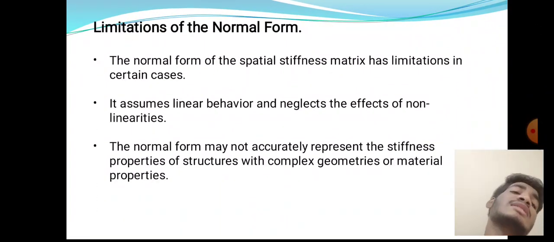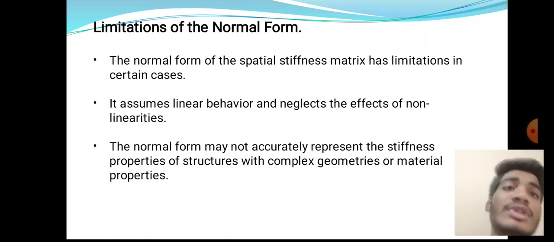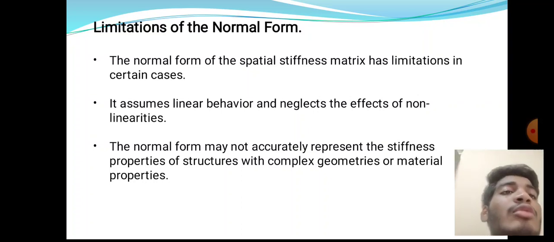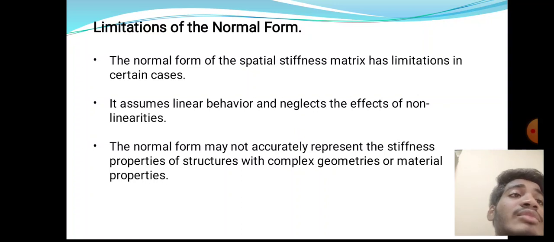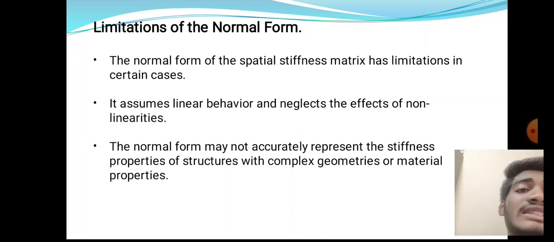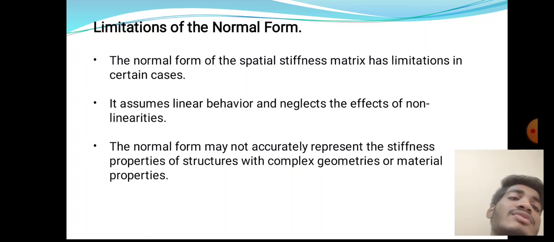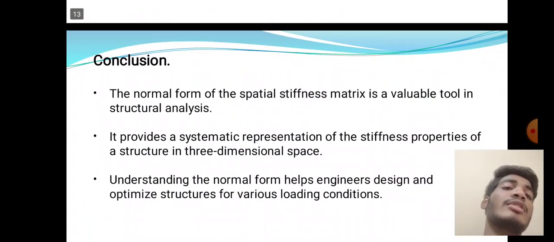This limitations part is not always required, because for some problems it may not apply. I will discuss whether it is required or not, or just read it. The normal form of the spatial stiffness matrix has some limitations in certain cases. It assumes a linear behavior and neglects the effects of non-linearities. This normal form may not accurately represent stiffness properties of structures with complex geometry and material properties.